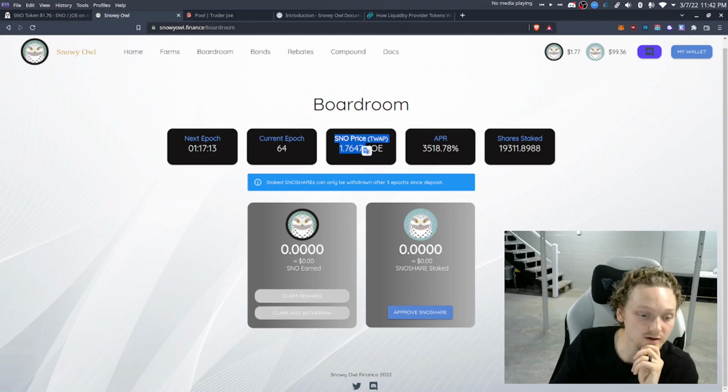The higher above peg we are in the boardroom, then it will pay out larger quantities of the peg token to try and increase that, inflate supply.